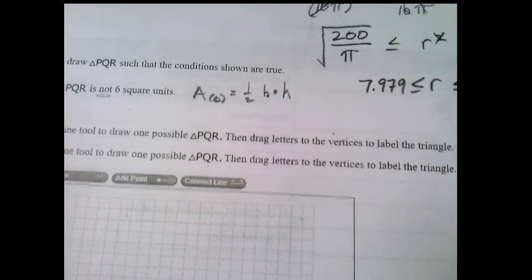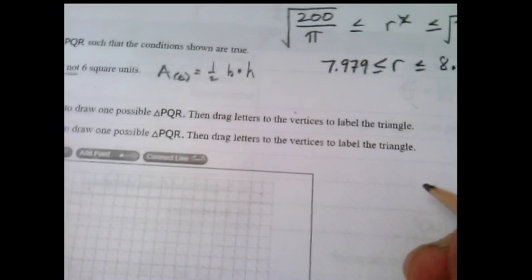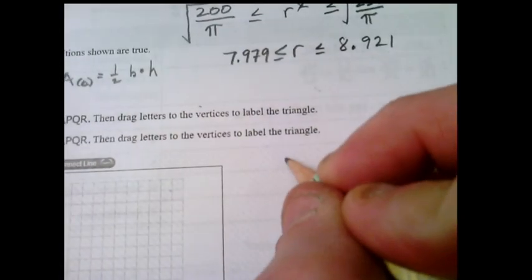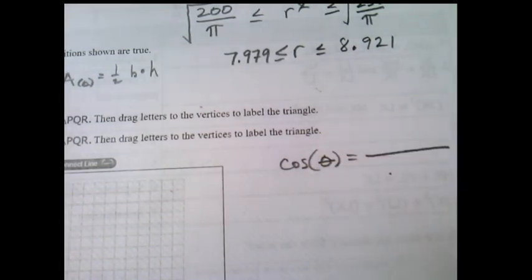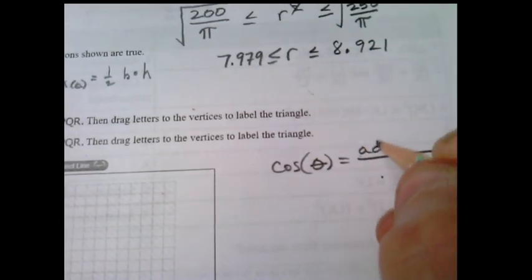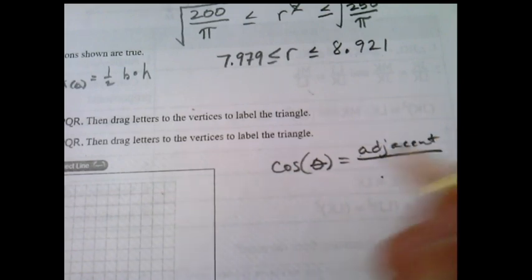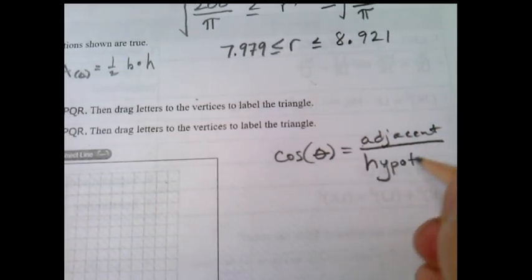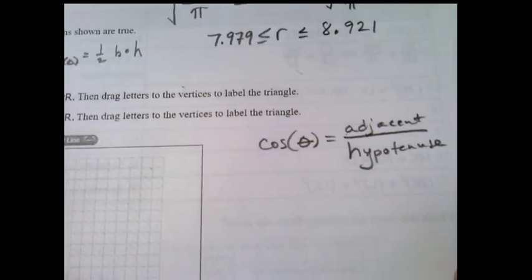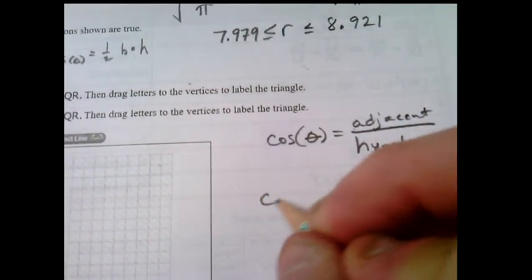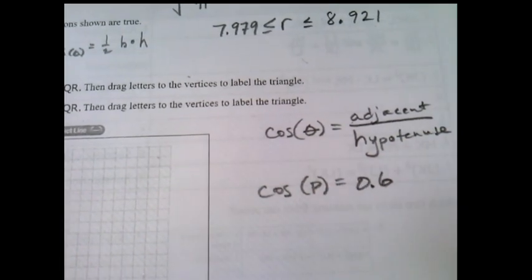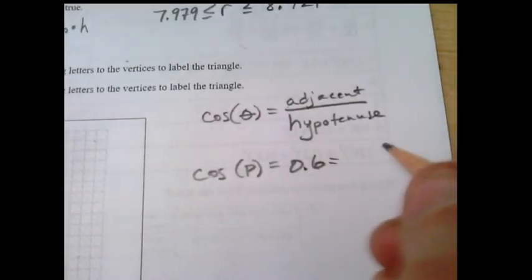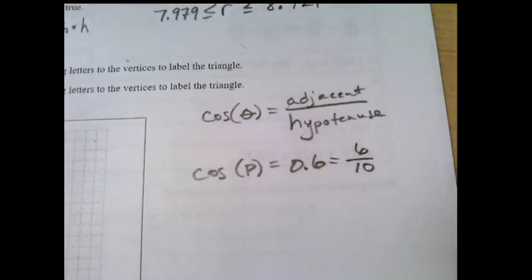Well, first of all, let's explain a little bit more about what the cosine of anything means. Cosine of theta, well, what does that mean? It means the adjacent over the hypotenuse. Now as I think about that, it says the cosine of P is 0.6. Well, what does that mean? If you know anything about 0.6, you could put that as 6/10.